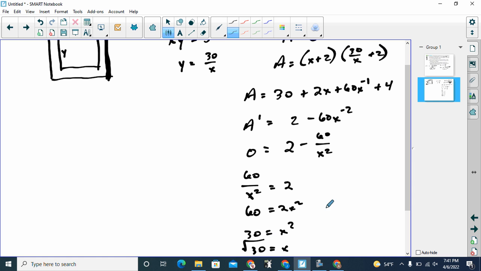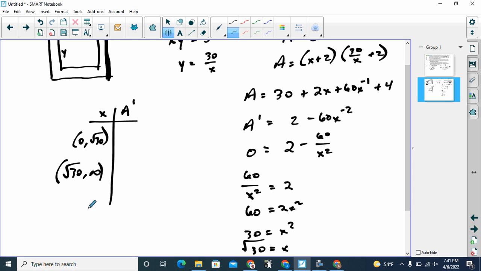We should prove that this does indeed give us a minimum value. So this is my x. We are comparing that with the derivative of the area of the page. We are going to start at 0 because the length of the page cannot be negative. So 0 to root 30, I'm going to choose 1.